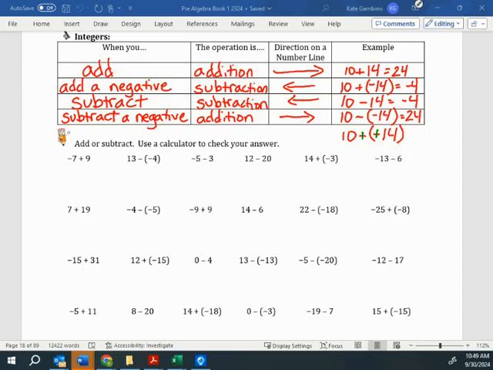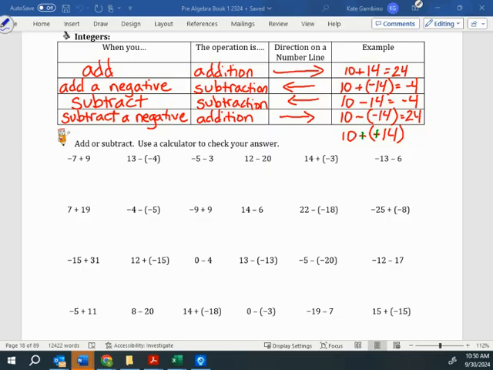So let's look at how we're going to use this chart. You can't use a calculator on the test. Can we put this table on our help sheet? Yeah, we sure can. We can put this table onto our help sheet.